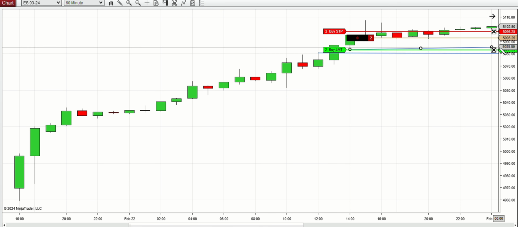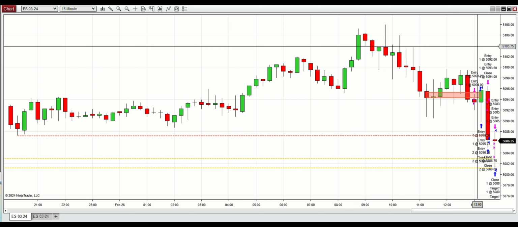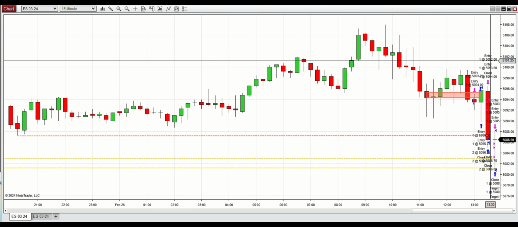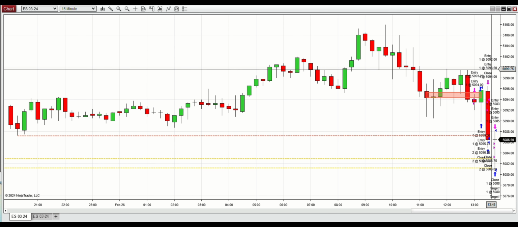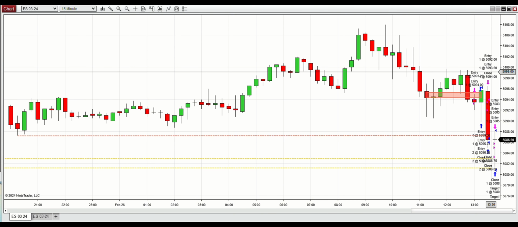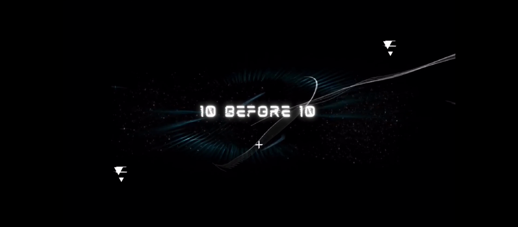These are the executions for the trades that I took. I'll bring it down to the 15-minute. As you can see, price did come up to that breaker, went a little bit above before breaking all the way down for the short position. 10 before 10.